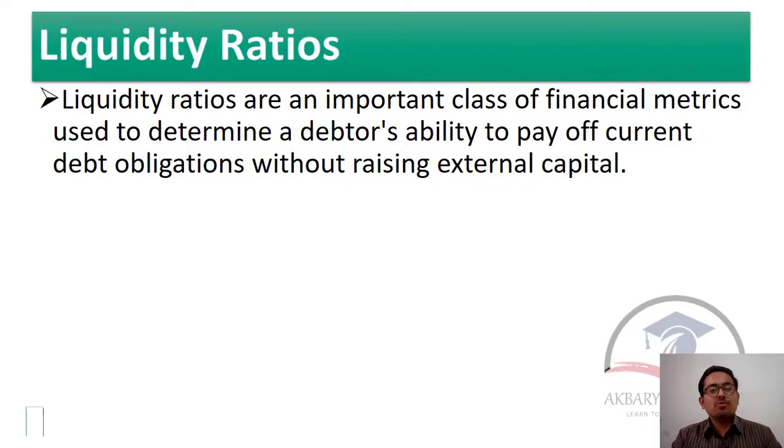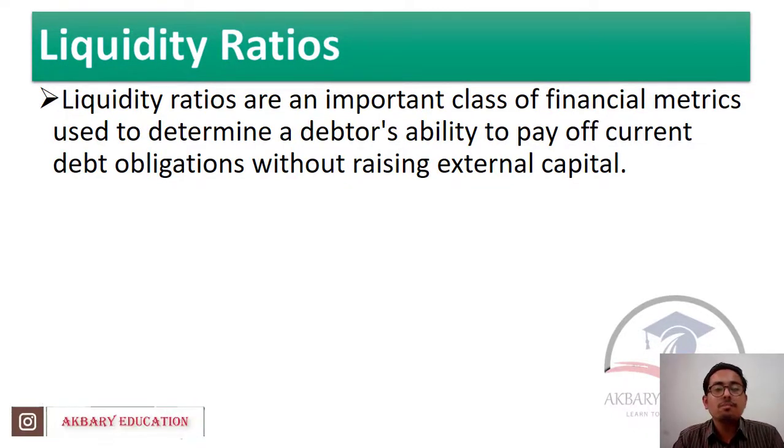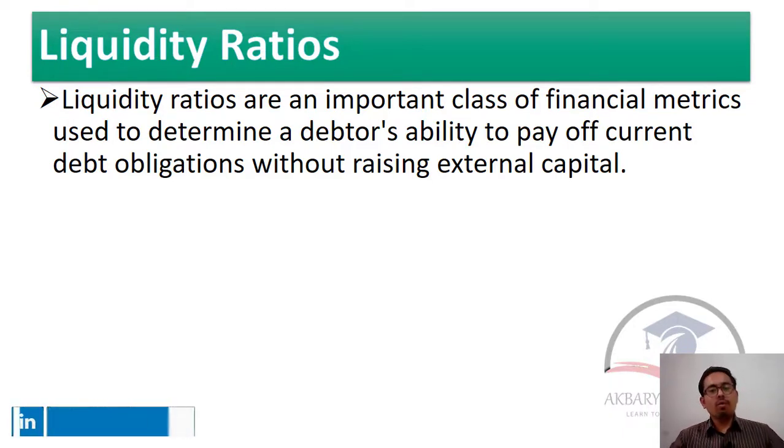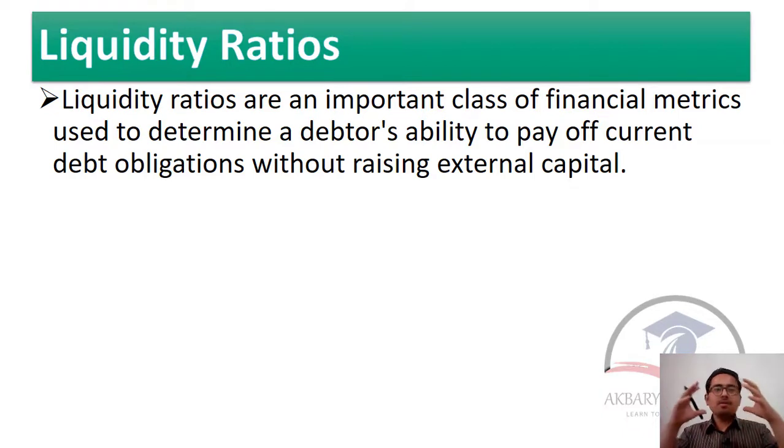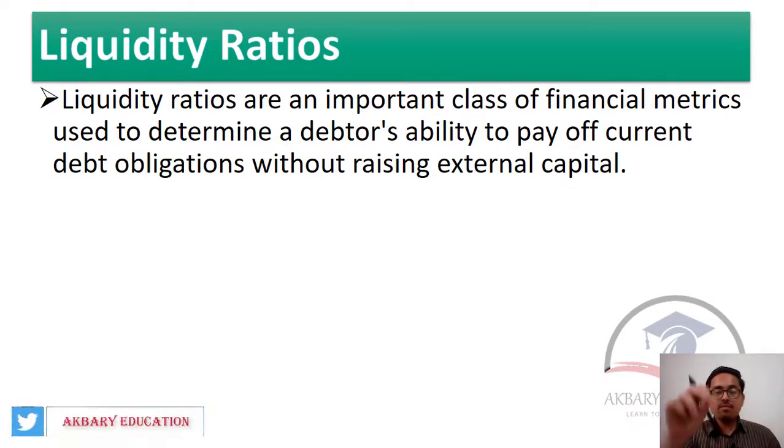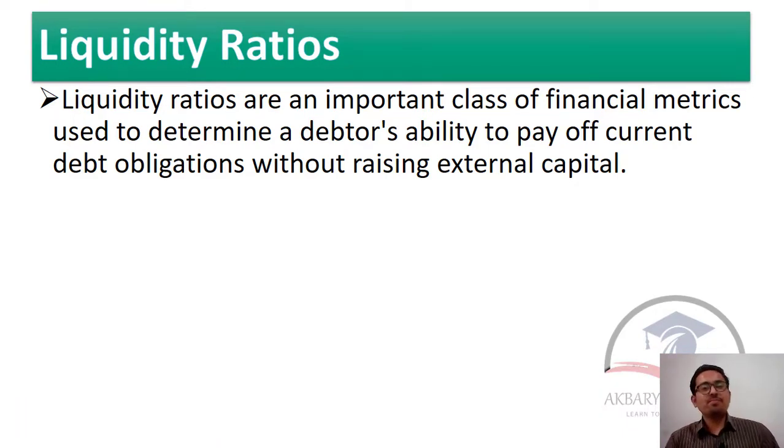First, liquidity ratios. Liquidity ratios are an important class of financial metrics used to determine a debtor's ability to pay off current debt obligations without raising external capital. Overall, liquidity ratio is a parent of some ratios under it, which we're going to cover in future videos. Here we're going to cover the current ratio.